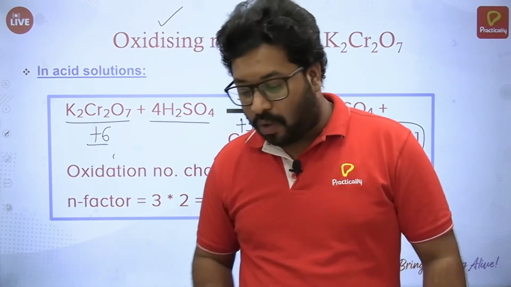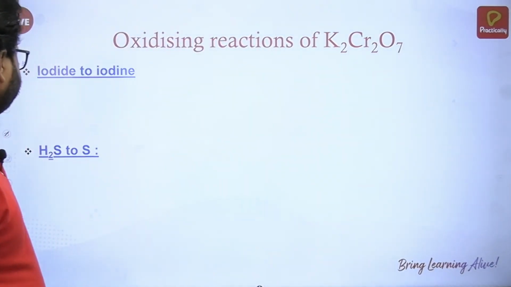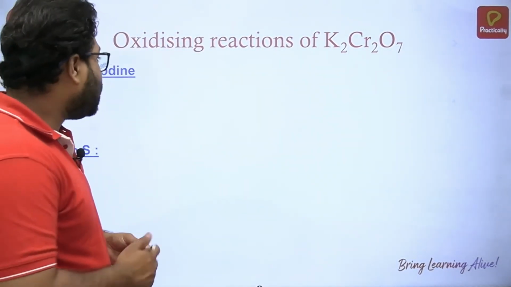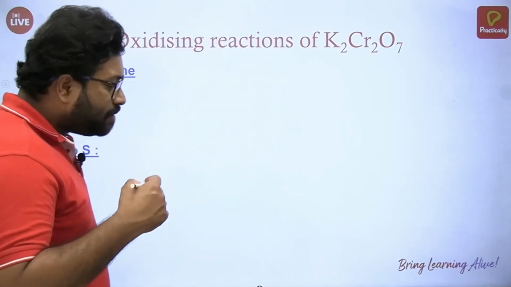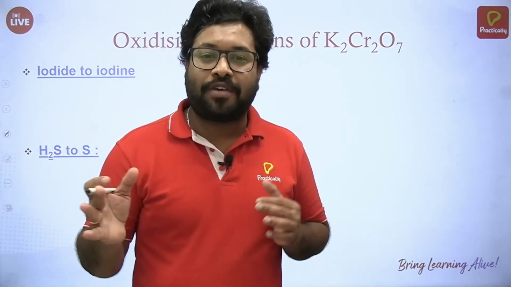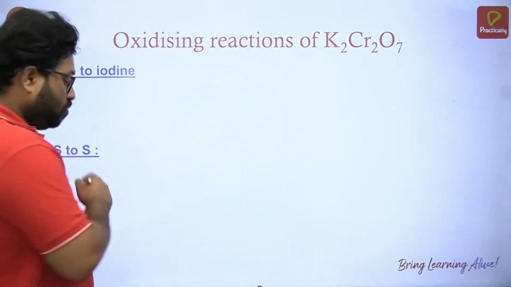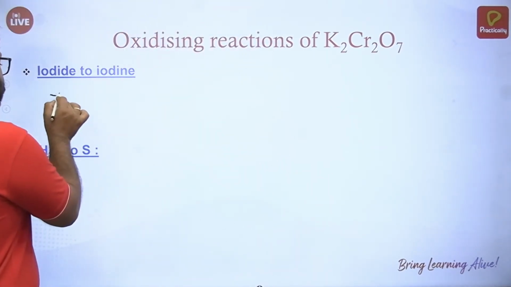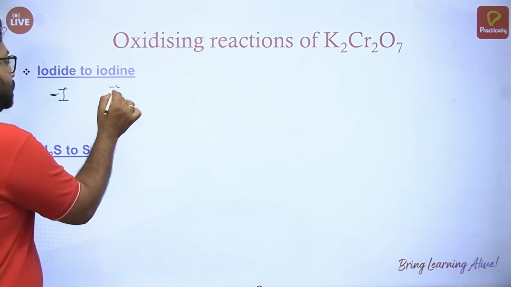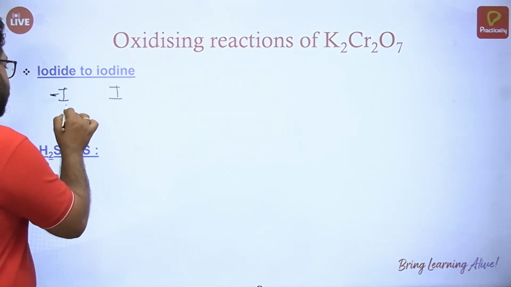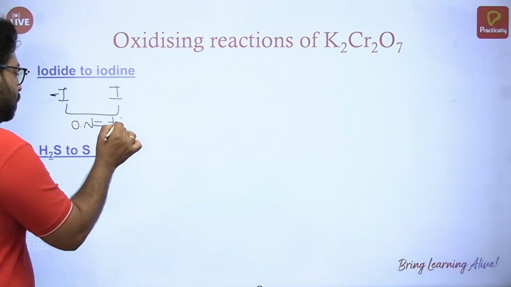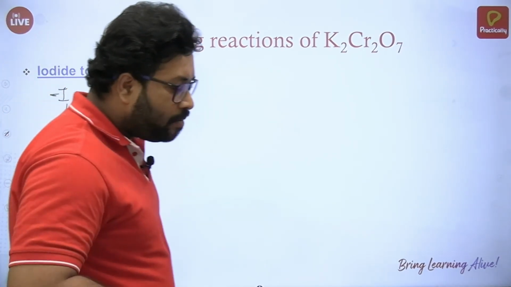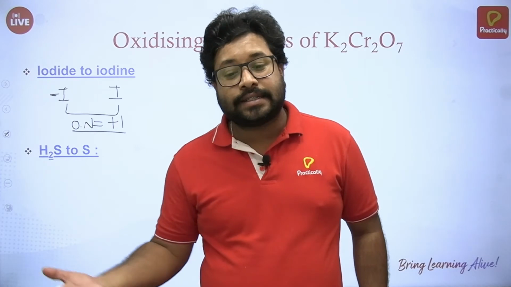Okay, let's see how. Iodide to iodine. Whenever you write reactions like this, you should always understand by what factor the species you are oxidizing is getting oxidized. For example, iodine is at -1, and here it's at 0 oxidation state, so there is a change of oxidation number by +1. So how many iodine can you take? You can take 6 iodine.